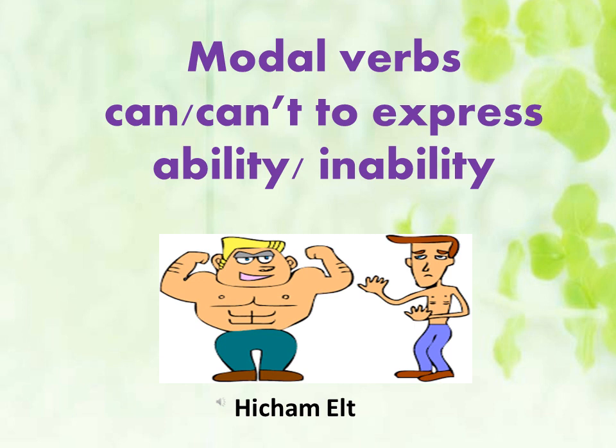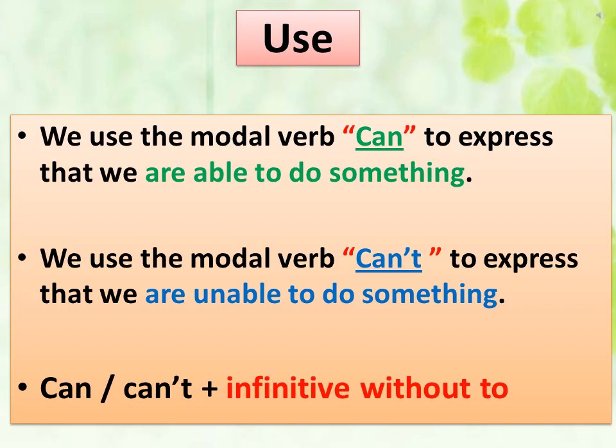So today we're going to see modal verbs. These are not verbs, but they are modals. Example, can and can't to express ability and inability. Now, when we use them, we use the modal verb can to express that we are able to do something. So we can do something, which means we are able to do it.